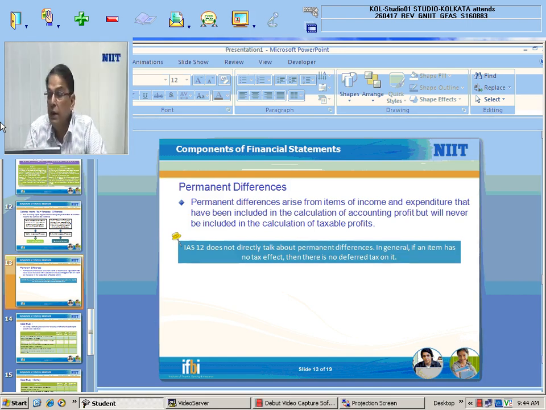Now IAS 12 doesn't directly talk about permanent differences. In general, if an item has no tax effect, then there is no deferred tax on it. Like a cash expenditure of 20,000 or above for a single item, it has no tax effect. So there is no deferred tax on it. Deferred tax can only apply to those items of income and expenditure where there is a tax effect and there is a difference between the tax base relating to the item and the carrying value of that asset or liability in the balance sheet.